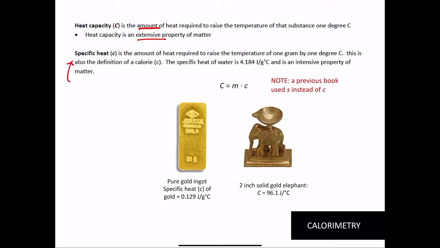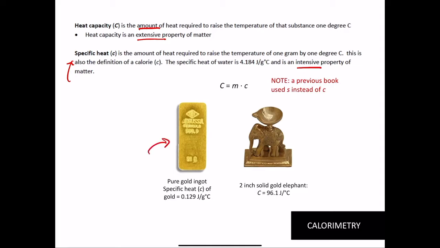Related is specific heat, little c, which is the amount of heat required to raise the temperature of 1 gram of that thing by 1 degree Celsius. So this is also the definition of a calorie. The specific heat of water is 4.184 joules per gram degree Celsius. It's an intensive property, so it's independent of the amount of the substance that we're looking at.